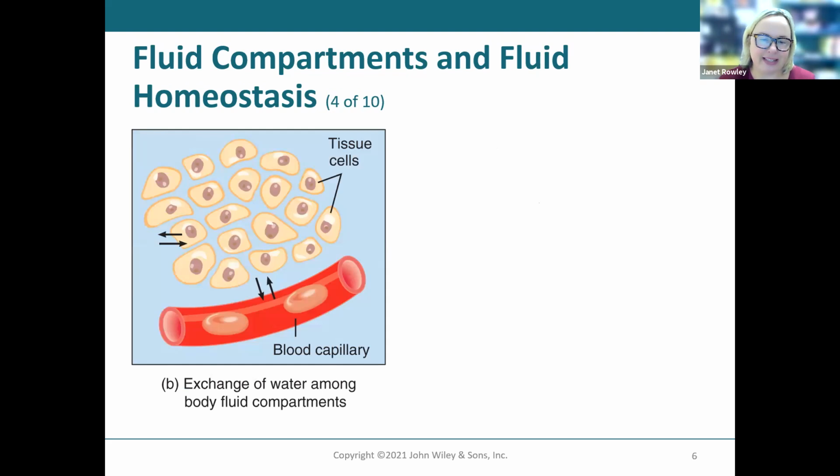So here we see the different fluids. Inside the blood capillary, we have the plasma, and then we have the barrier there. And then we have interstitial fluid found between all of these cells. And inside the cell we have the intracellular fluid, and it has the plasma membrane separating it from the interstitial fluid.